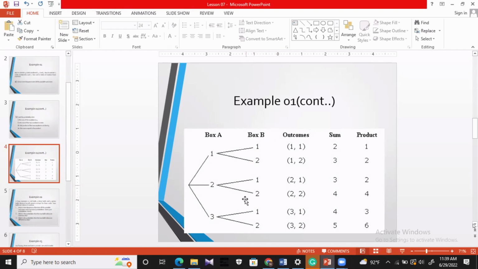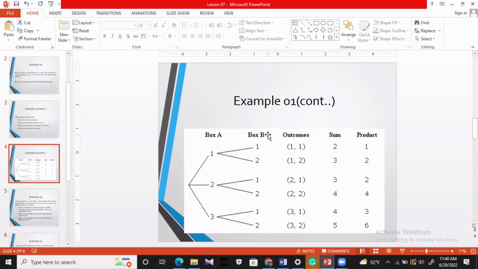So the outcome of box B does not depend on the outcome of box A. That is what you should understand here. But there are some situations where those probabilities or those events depend on the previous events. I will explain those things tomorrow in the next lecture. They are called conditional probabilities. We will discuss conditional probabilities tomorrow. Today we have to discuss only tree diagrams.